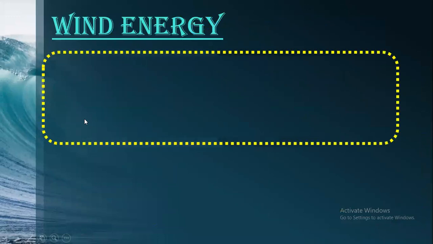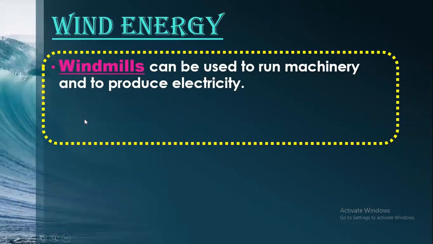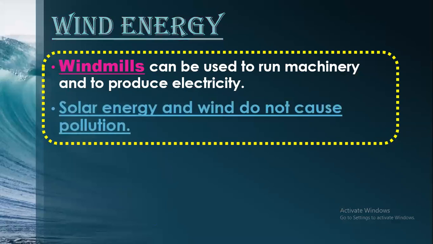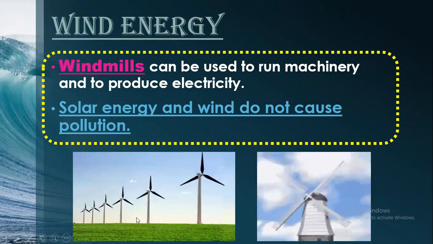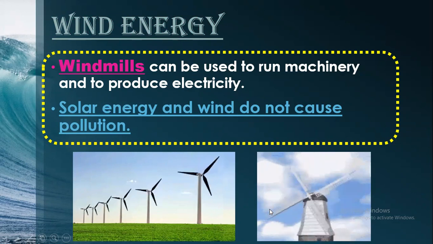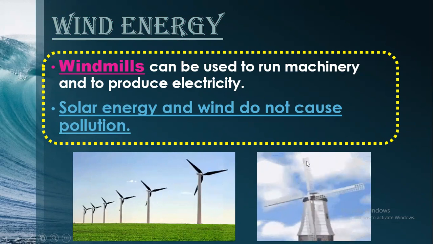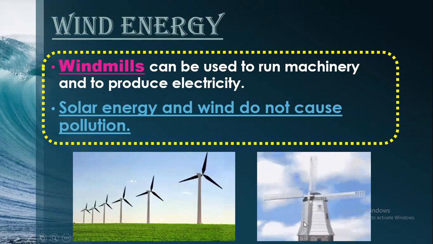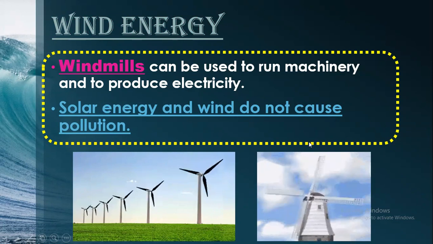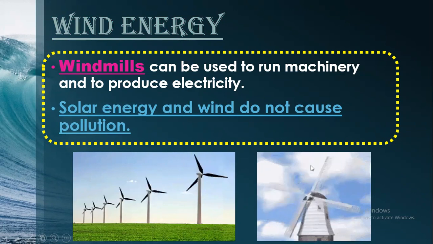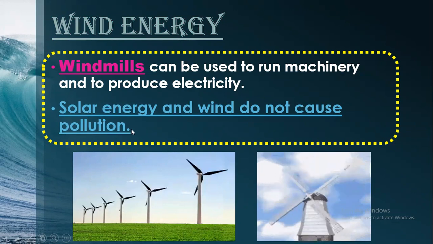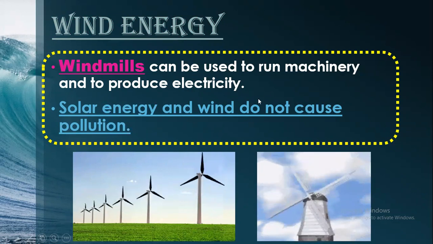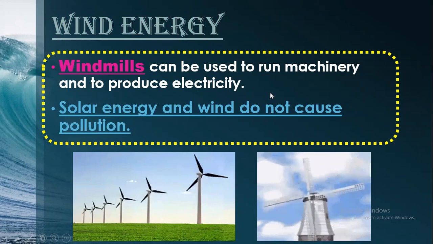Wind energy is another example of the renewable resources. Windmills, guys, can be used to run machinery, just like the one in the pictures below here, and also to produce electricity. It's using the same idea as the dynamo. When the windmill moves, it produces electricity. It's a changing of kinetic energy into electric energy. Solar energy and wind don't cause pollution, but on the other side, they are too expensive.